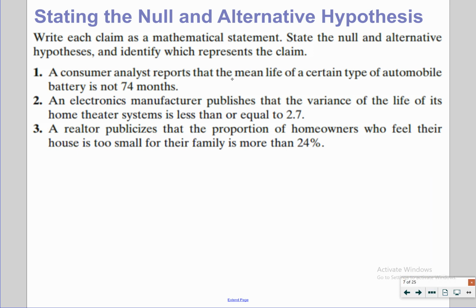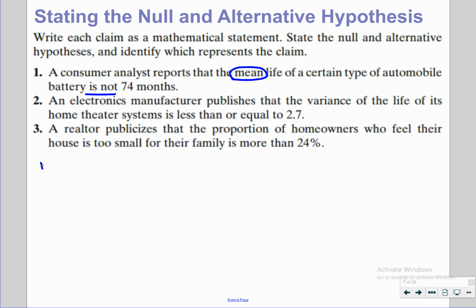Okay, so a couple things you want to look for. What the claim is being made about. So mean, variance, standard deviation, proportion, probability, something like that. Okay, so it's being made about the mean. And then the phrase that I see is "not" is what I want to focus in on.